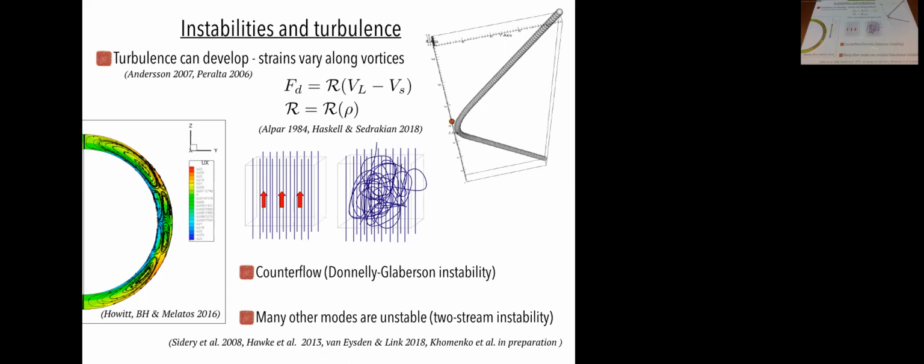So you would expect the standard Donnelly-Glaberson instability. And in addition, even if you don't have counterflow, there are several two-stream instabilities that can act on this.